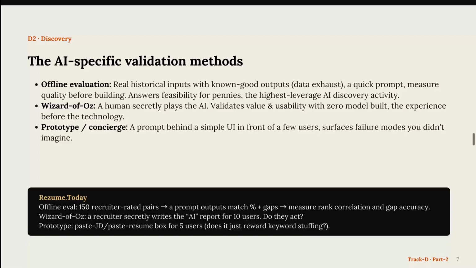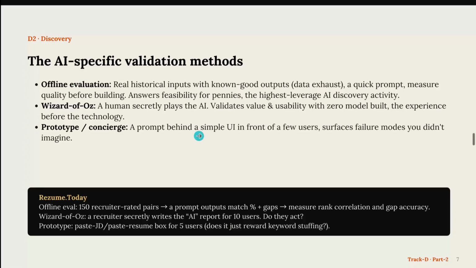Prototyping, a prototype behind a simple UI. This is the last option. This is completely offline. Wizard of Oz is a screen with a person in the back. Prototype is a simple mock where a simple UI sits in front of users. All the data goes to the LLM and comes back.